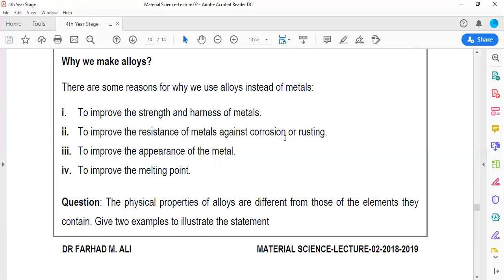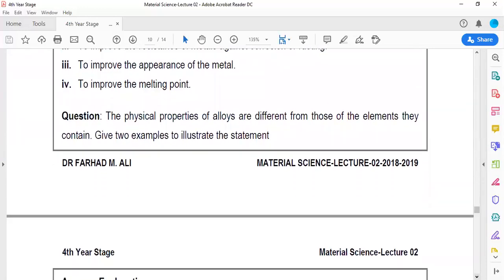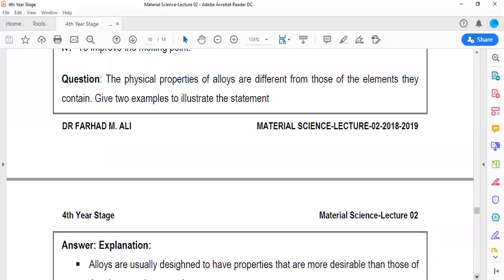Number 3, to improve the appearance of the metal. And the last one is to improve the melting point, to make it a higher melting point. As we said before, the melting point for alloys is higher than the melting point of the metal.